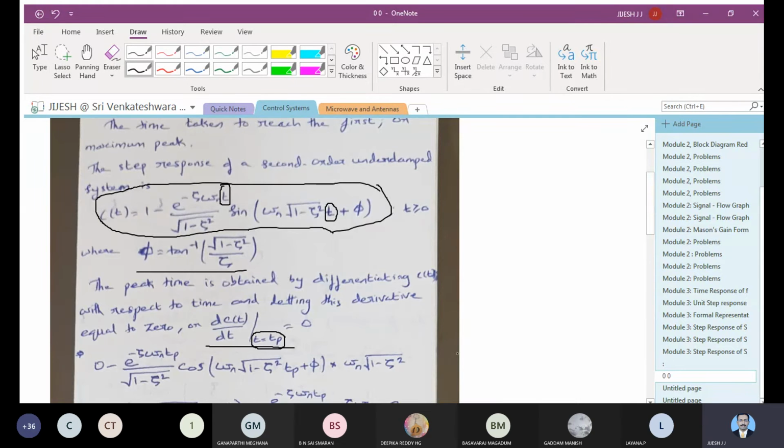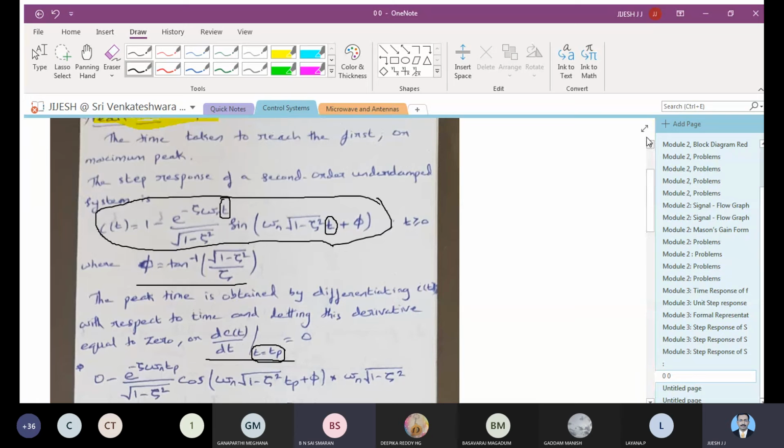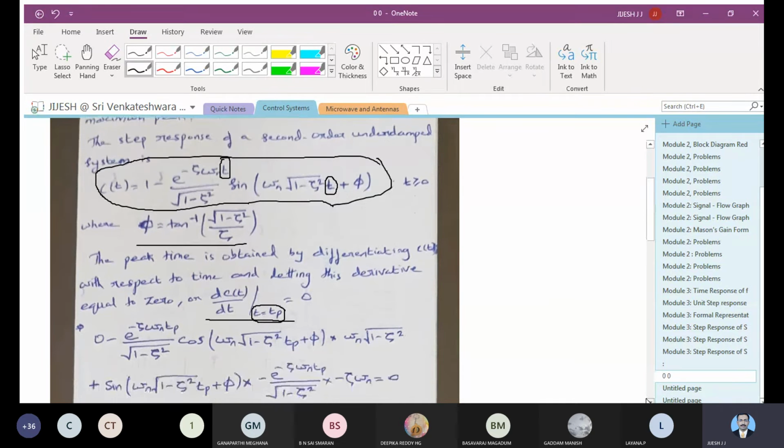So all of you have differentiated the equation. Have you all differentiated the equation for C of t? Yes, sir. Okay. So let us simplify it further. After differentiating, you will equate it to 0 and simplify it further to find out the equation for Tp. So that is what we'll get.